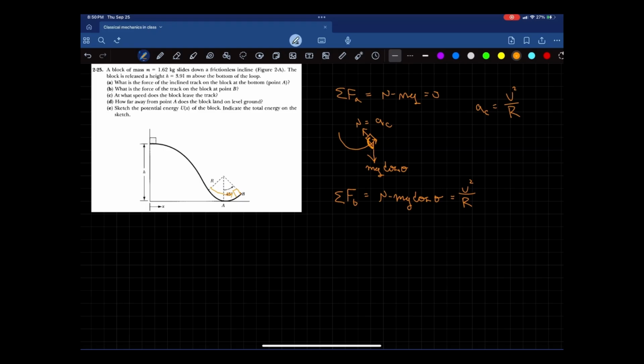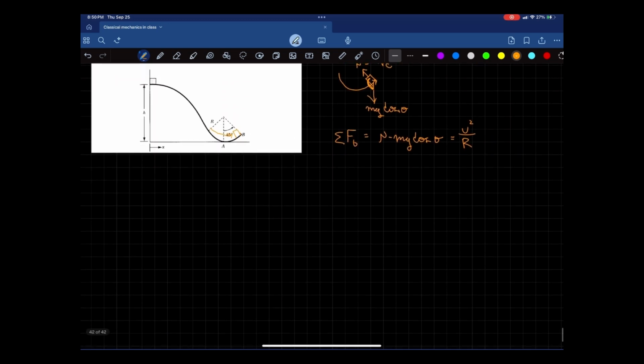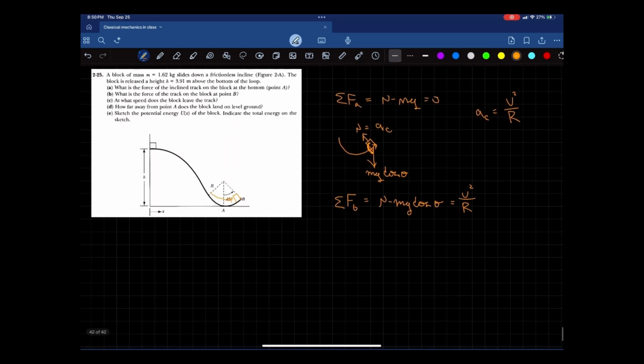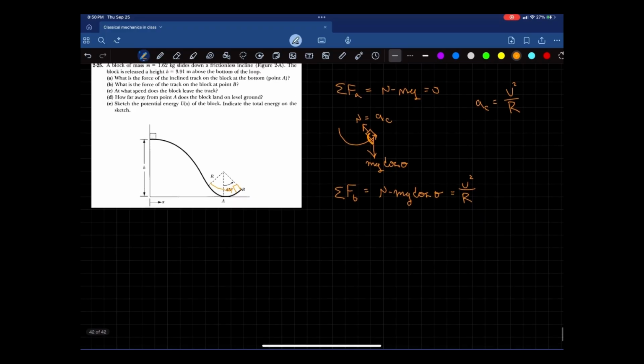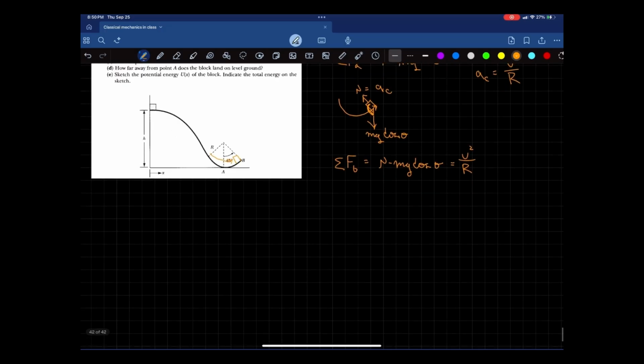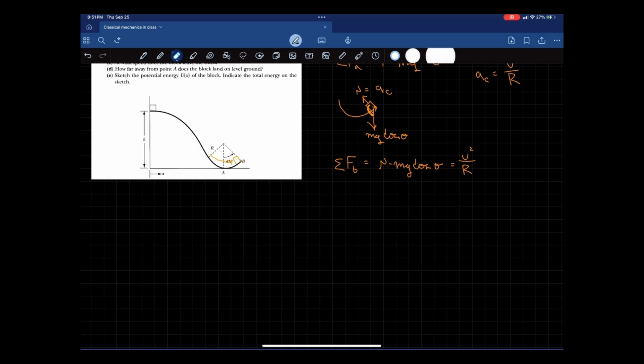At what speed does the block leave the track? This one's where we start getting into energy and it gets really fun. Let's see if I can work through this first try. Okay, so what do we know about the block at point B? Well, first of all, let's say energy is conserved the whole time. It's amazing to work with conservation laws.